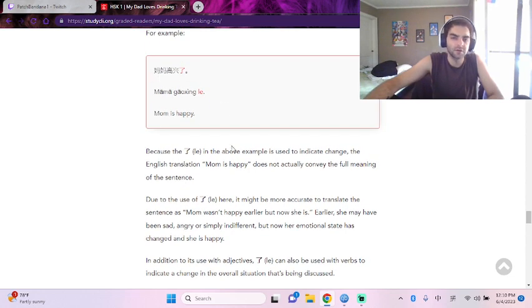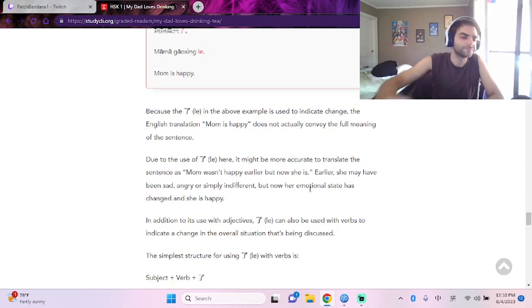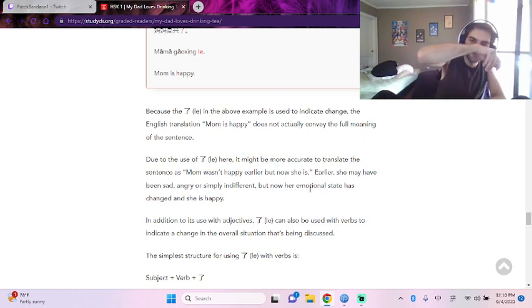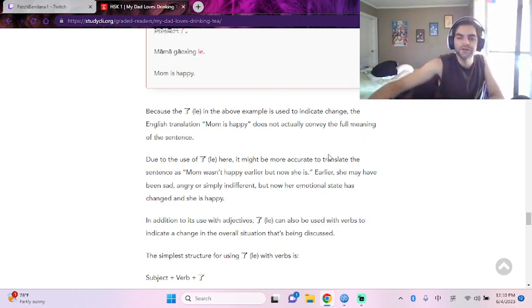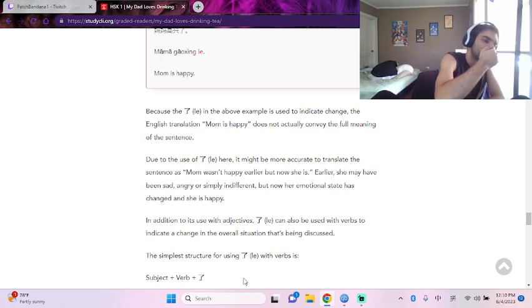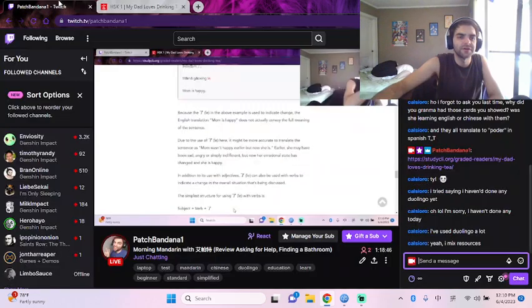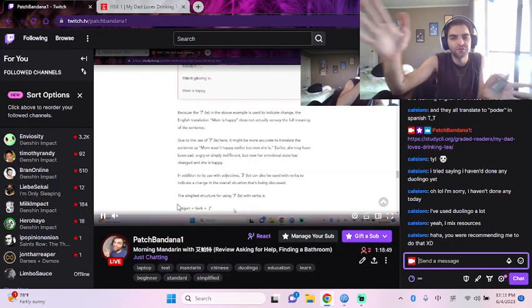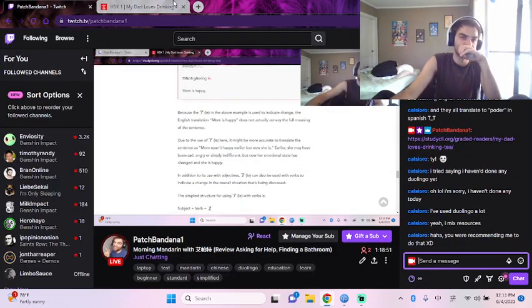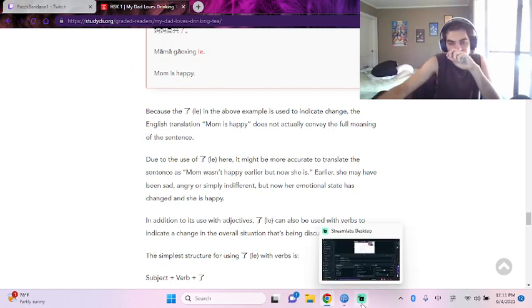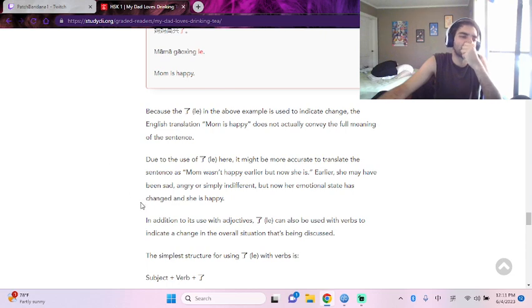Mama 高兴了. Due to the use of le here, it might be more accurate to translate the sentence as... I wish this website had a dark mode, that way I could see your chat when you say it, without another tab opening and either the infinite mirror effect, because we're screenshotting Chrome, or the echo of a second screen.